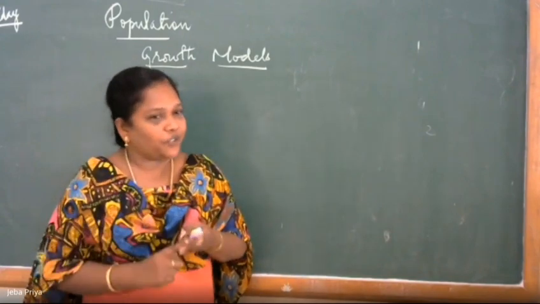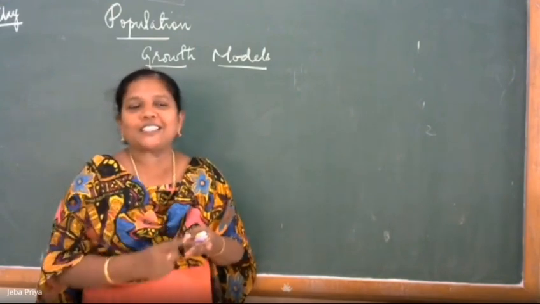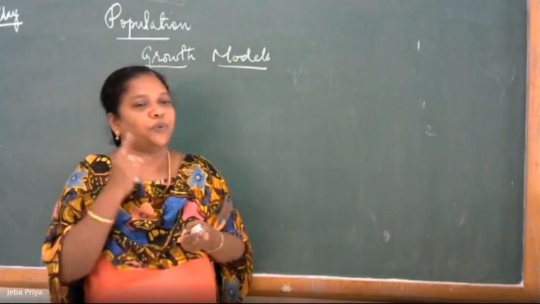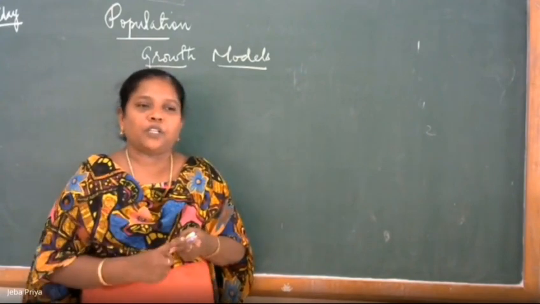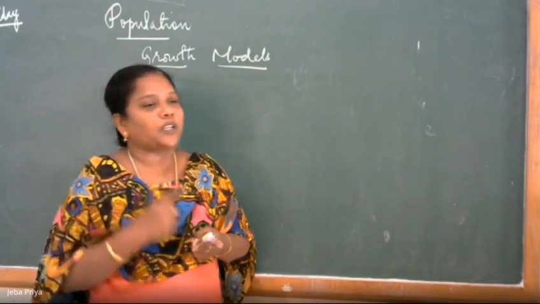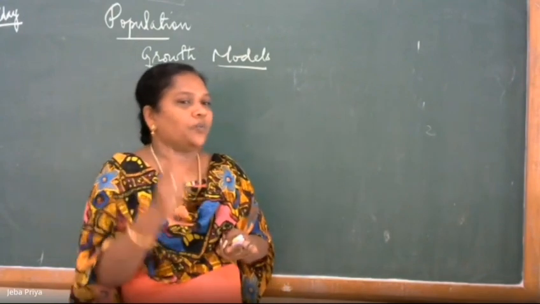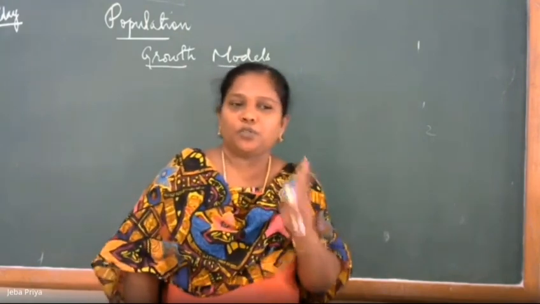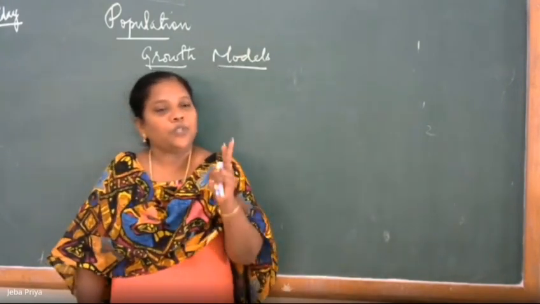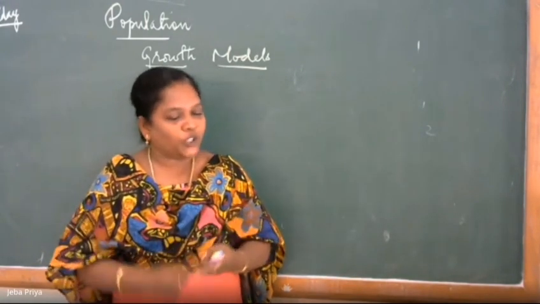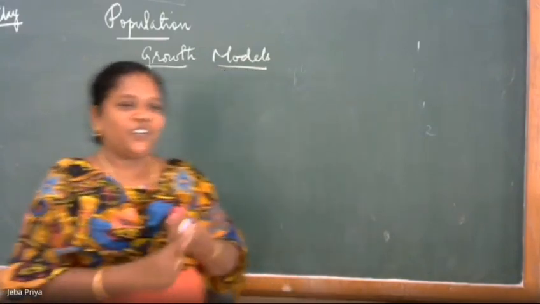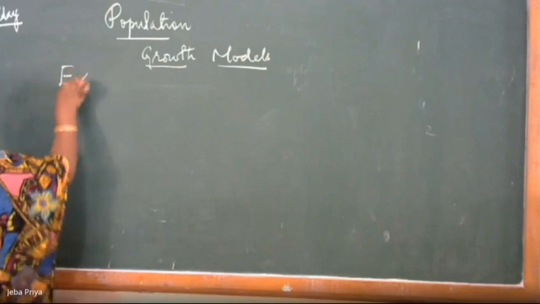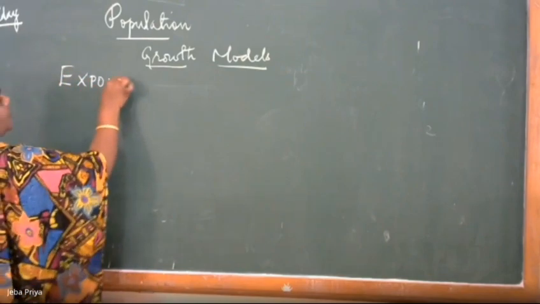Again I'm insisting, in this chapter, ecology, you have a large number of graphs, which are very important for your board exam. Very, very important. So please give more importance to these graphs. You have to be thorough with all the graph concepts. Here you are going to learn about two different types of graph, which explain the exponential growth and the logistic growth. Now, what do you mean by the term exponential growth? First one is exponential growth.